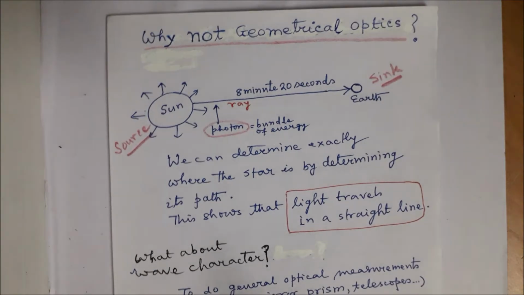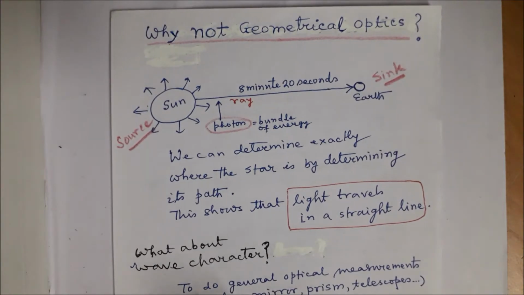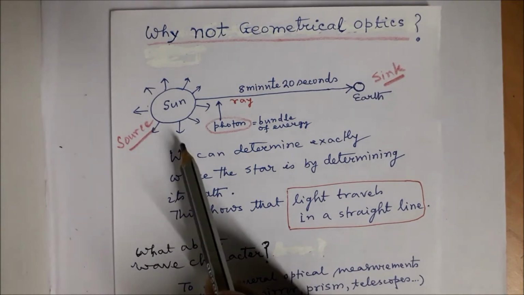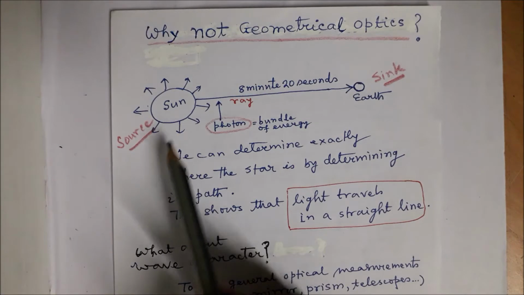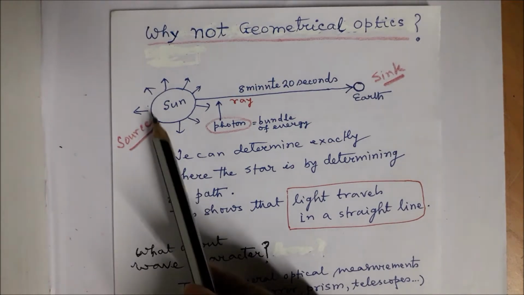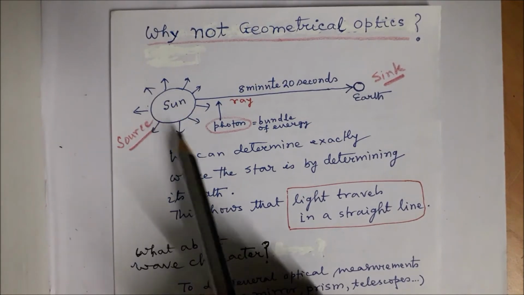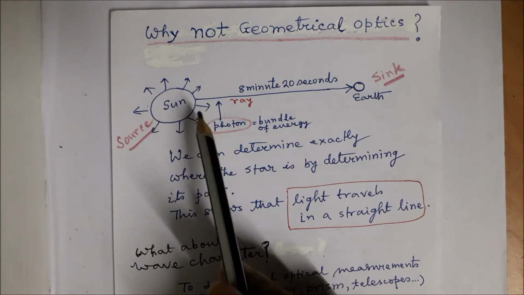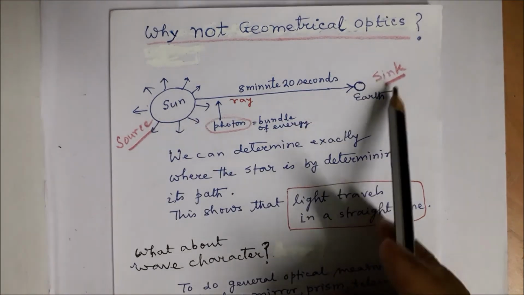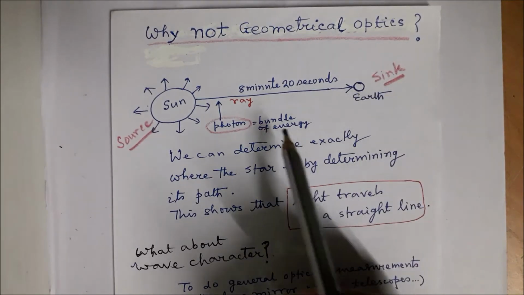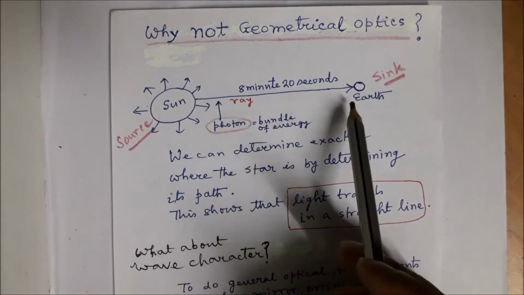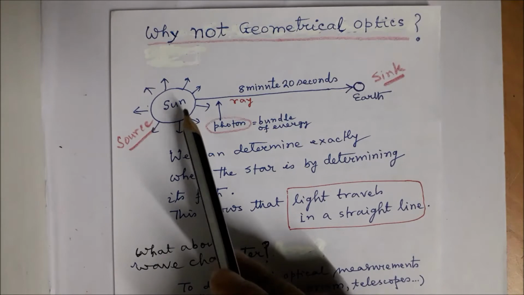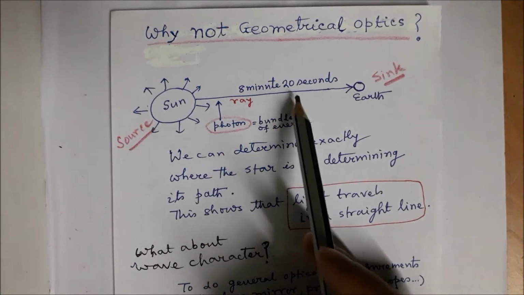So first, why not geometrical optics? Let us consider the source of light, the sun. So sun emits light, and that light reaches earth, which we can call the sink, and the time for light to move from sun to earth is 8 minutes 20 seconds.